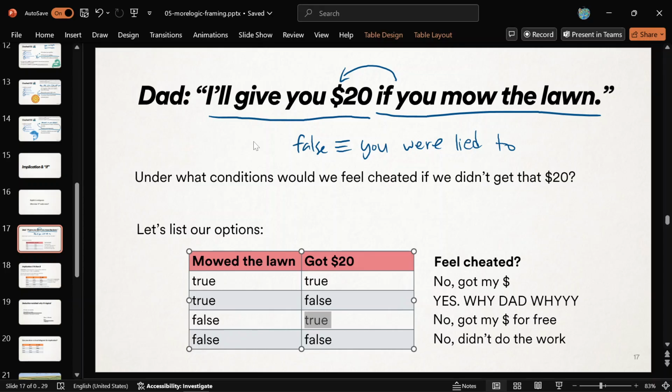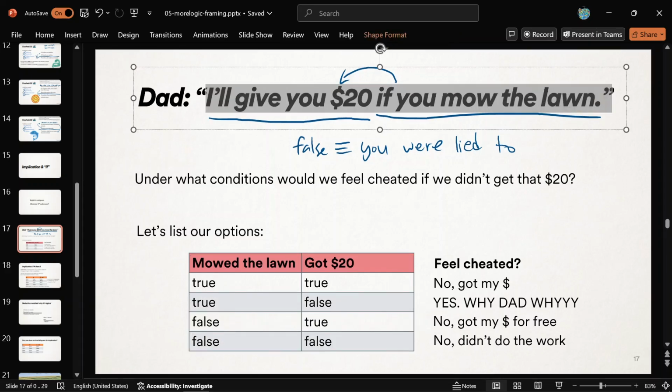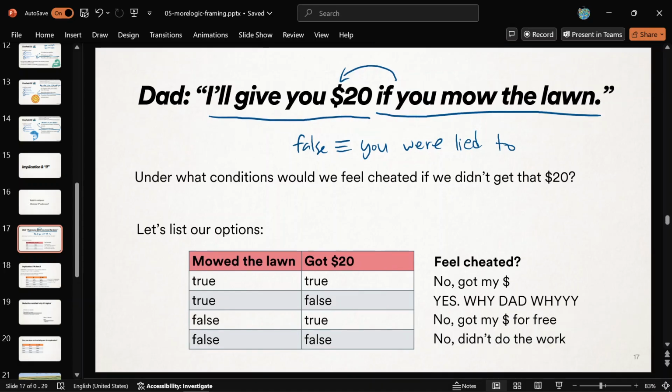No, you got your money for free, right? You got free money. You didn't mow the lawn, but you somehow got $20, so Dad was not lying still. He just gave you money because he felt sorry for you, maybe. I don't know. All right, if you didn't mow the lawn, and you didn't get $20, do you feel like you were lied to when Dad said this? No, you just didn't do your end of the work. So you don't feel cheated there. The one time you feel cheated is right here, right?